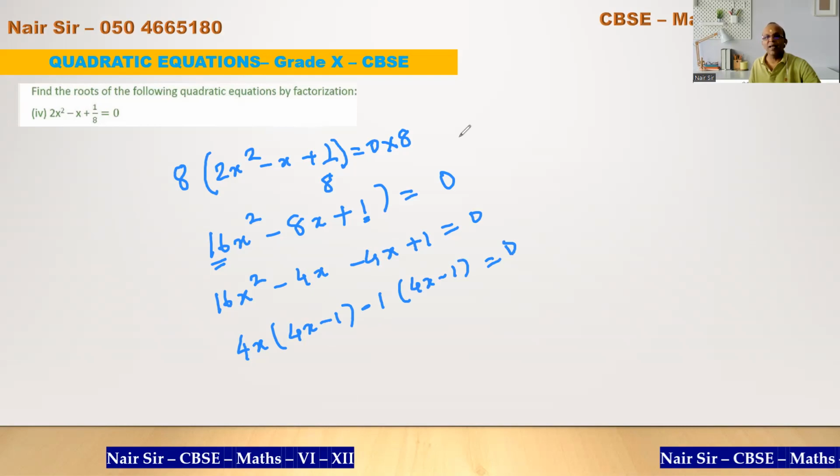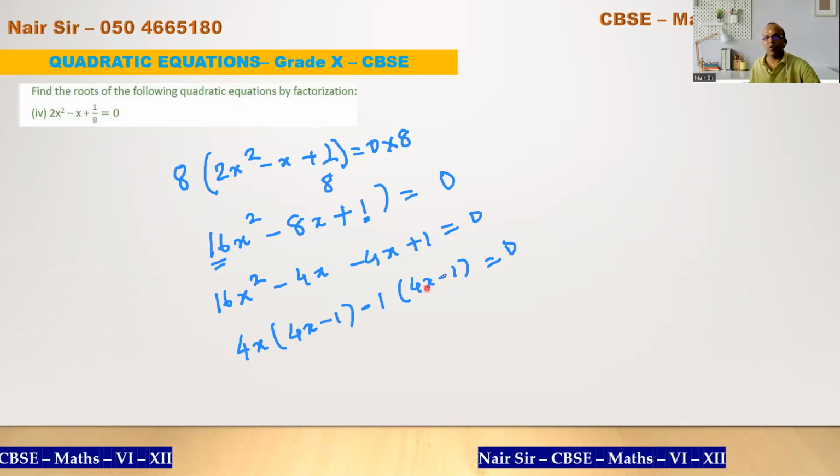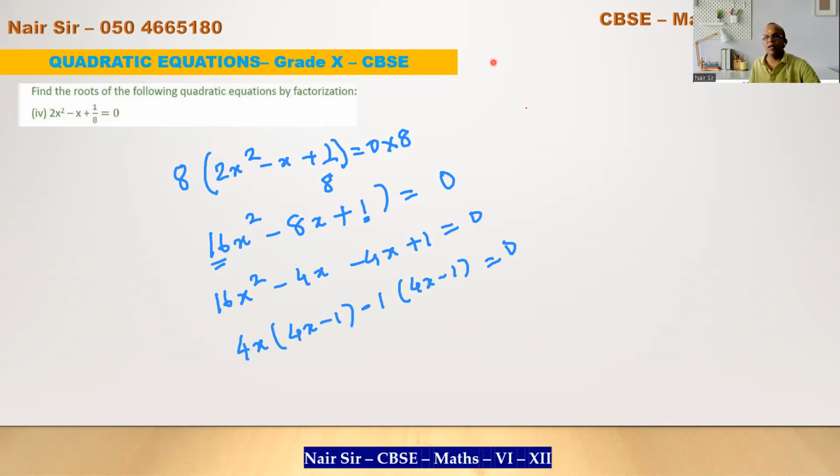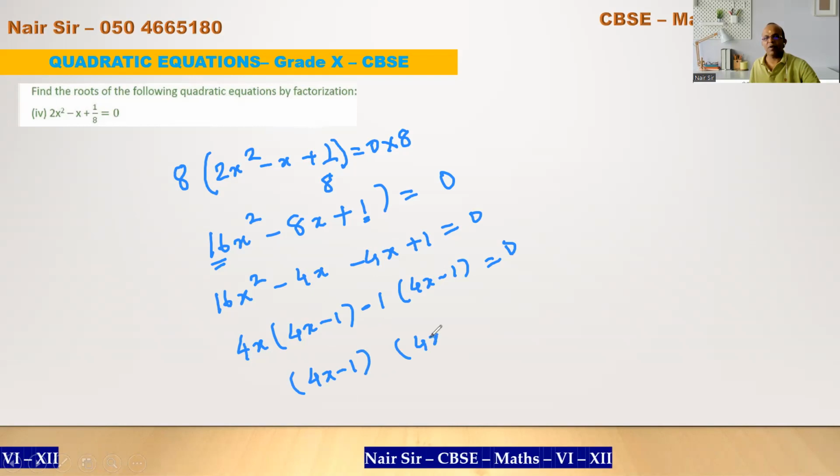Remember that these two have to be the same. Don't skip this cross check every time. Now I write the first one: 4x minus 1 and 4x minus 1 is equal to 0. Now what do I do? Split: 4x minus 1 is equal to 0 and 4x minus 1 is equal to 0.